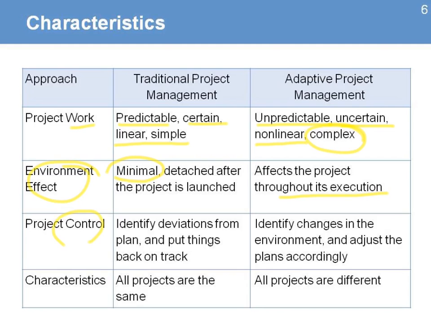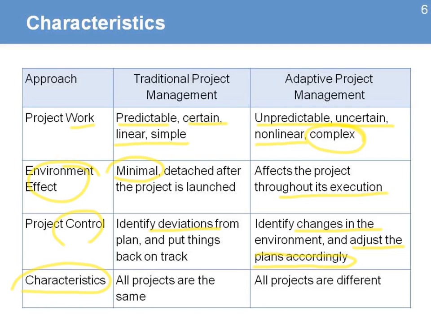The type of control in traditional will be more about identifying deviations and trying to put things back on track, meaning whatever changes, modifications, or delays that we see, we try to follow what is on the plan. But in adaptive, we identify the changes in the environment and adjust our plans accordingly. That means that whatever plans we begin with at the beginning of the project, they are opportunities for us to make changes and modify those plans, adapt those plans to what is happening in the field.